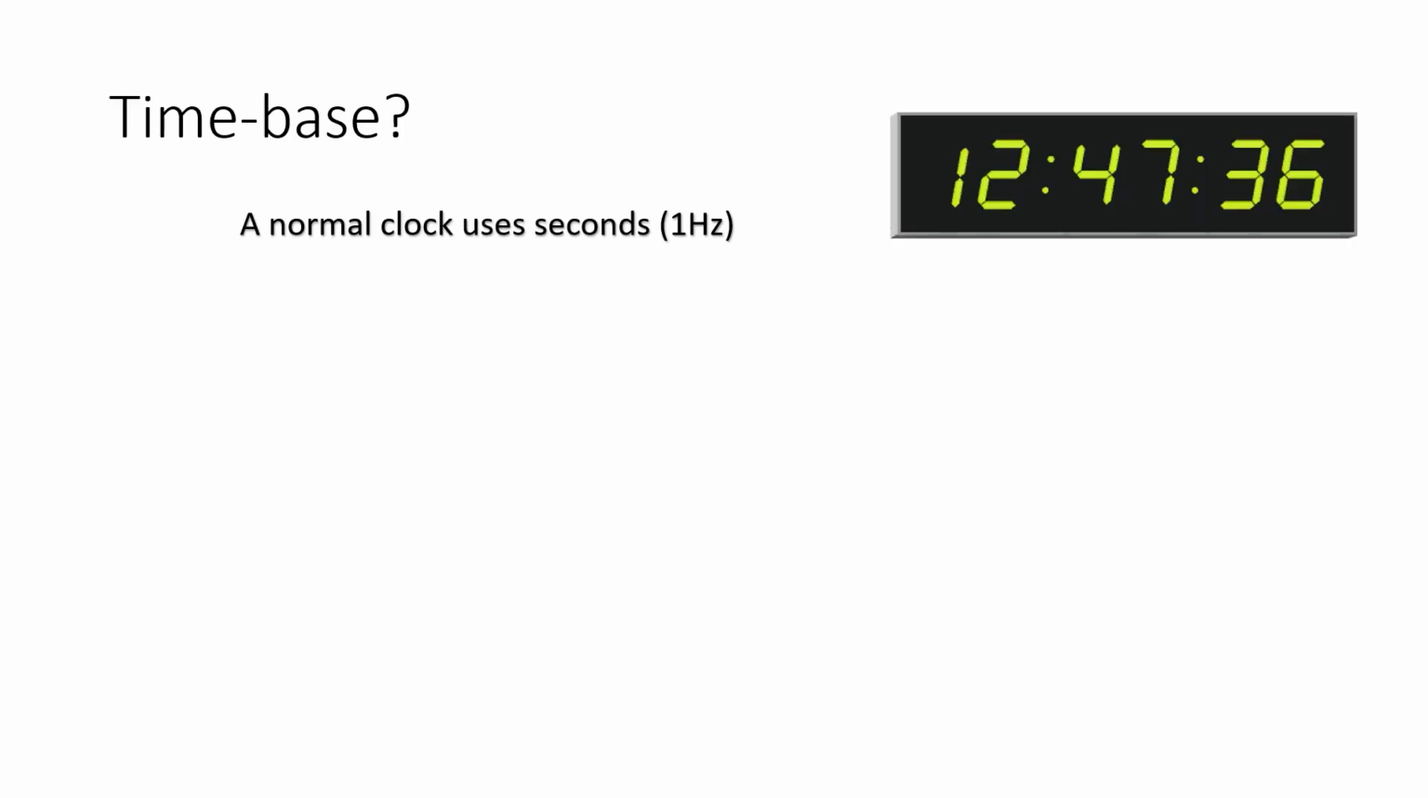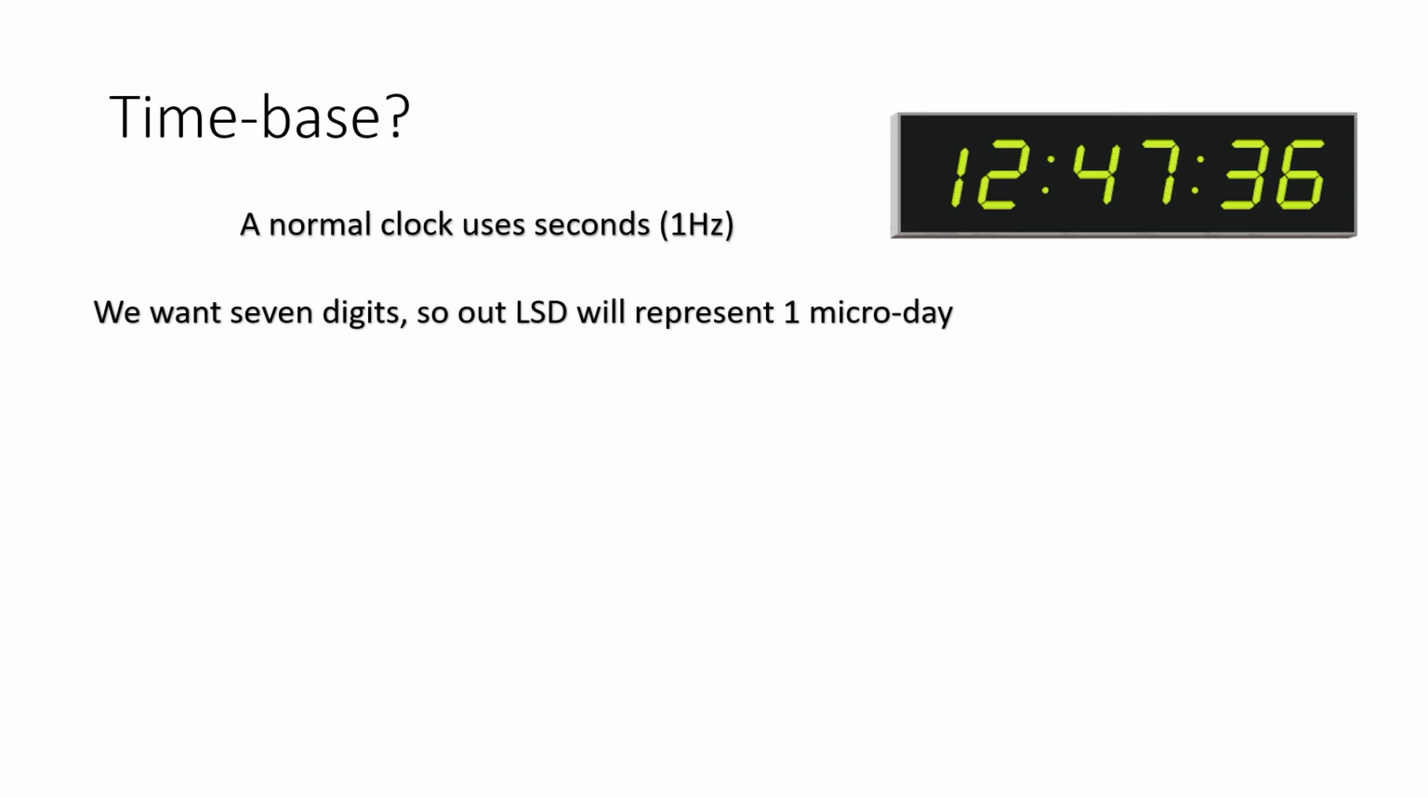So you can see in the top right, I've put a picture of a normal decimal clock. This particular one has seconds, so it's got colons separating hours, minutes and seconds. The 6 is the least significant digit, and that represents 1 second. The least significant digit on our clock that we're going to make will represent 1 micro day.